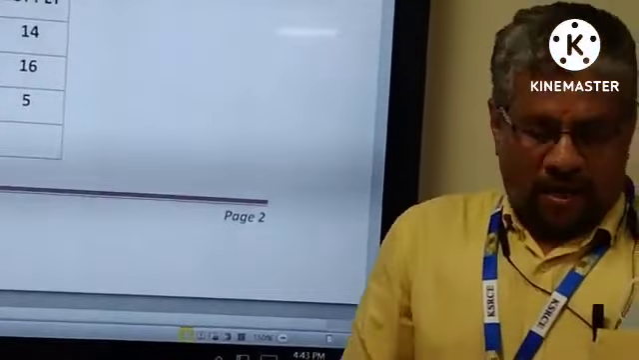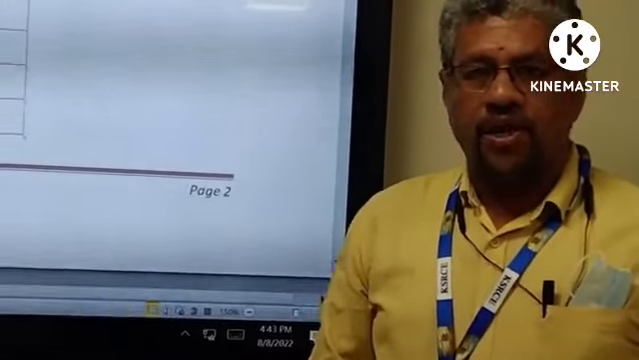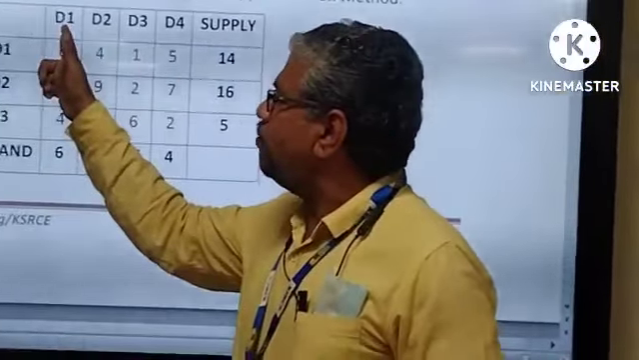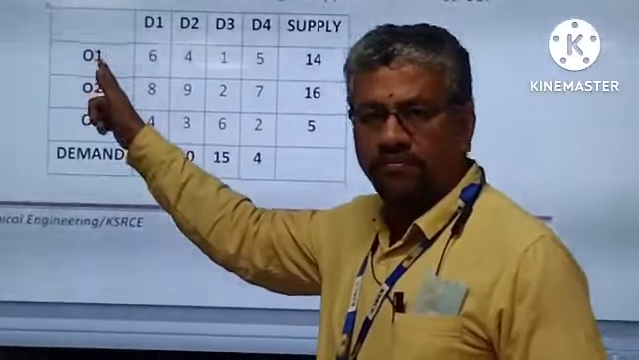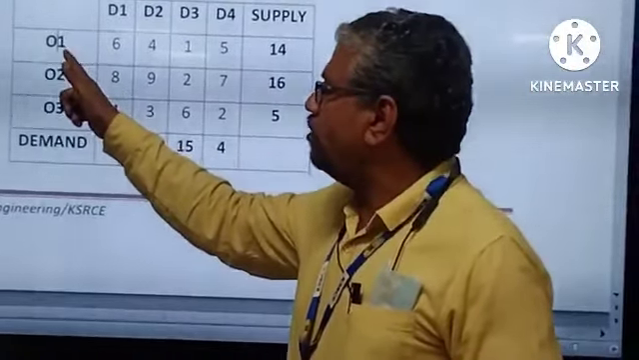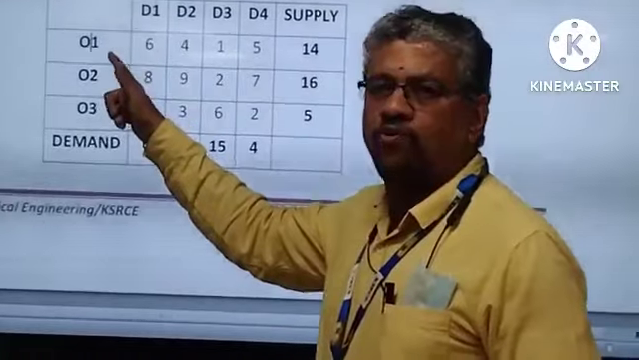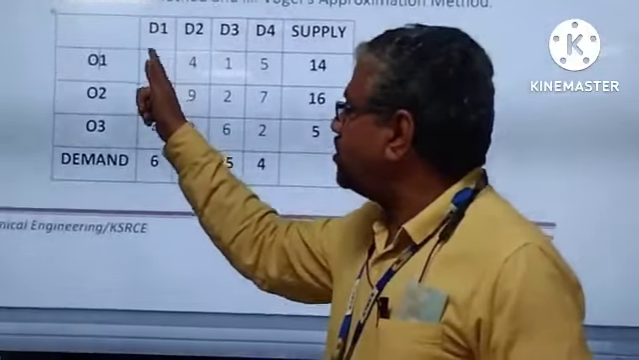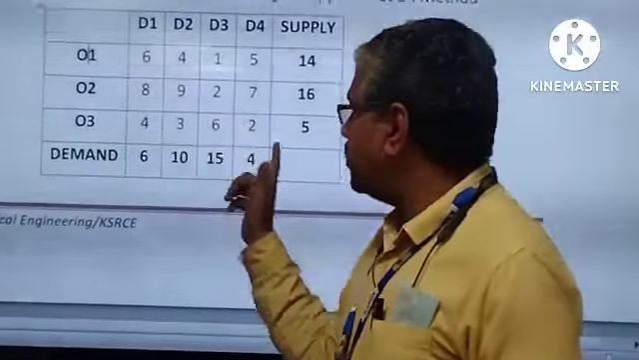Suppose you are now here in Erode, your factory is in Erode, then you are going to dispatch the goods to Salem and Coimbatore. Then Salem comes D1 and Coimbatore comes D2. Erode is origin 1. So if you are going to dispatch 1 unit of goods to Salem, it costs 6 rupees. That is what they are giving.